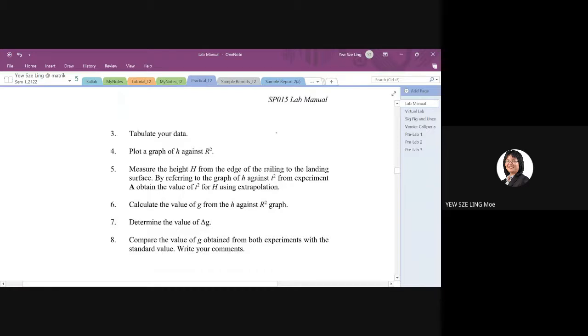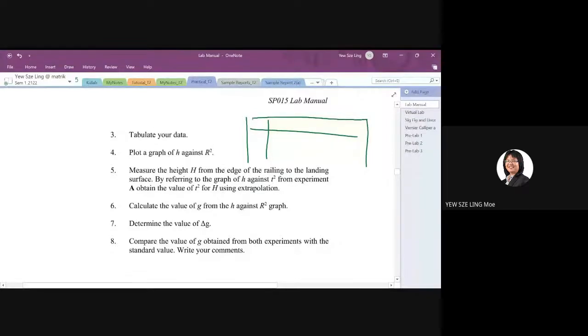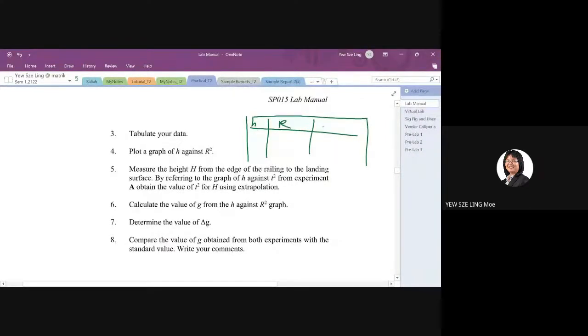So which means your table will have H, R, and R squared. You just measure the height, but I think the table is given already. You just get it from your feedboard in the Telegram. So you measure the height H, because you need the SY in your calculations.